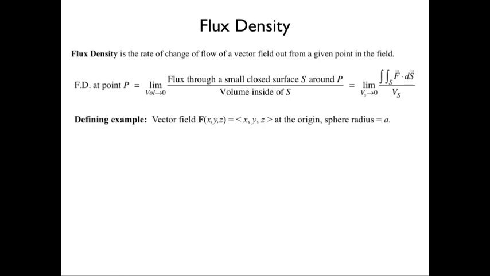All right, so here's kind of a defining example. It's maybe the simplest example, and helps us define this thing, flux density. If you have the vector field x, y, z, and we're going to talk about the origin, and then we'll make our small closed surface just a sphere around the origin, radius a.